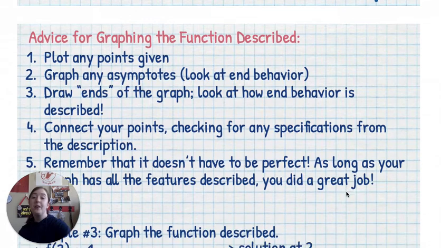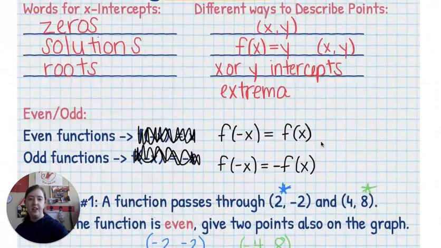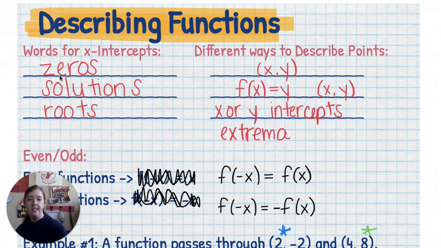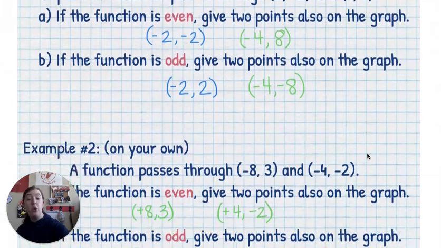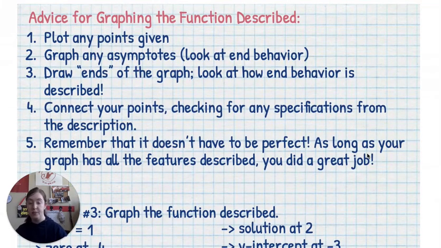So you are going to be told to graph a function described, and it can be a little bit overwhelming when it's just all this information and then go. Here's what I would have you do. First of all, go through and remember how we talked about there's a bunch of different ways to describe points and x-intercepts and things like that. Go through and write out each coordinate that you know actually falls on that graph and plot any of those points. Look at end behavior to see if you have any asymptotes.